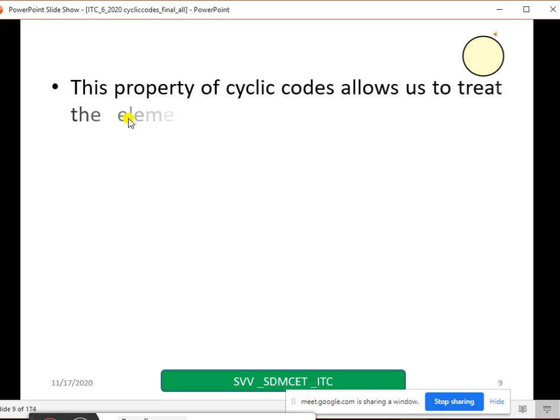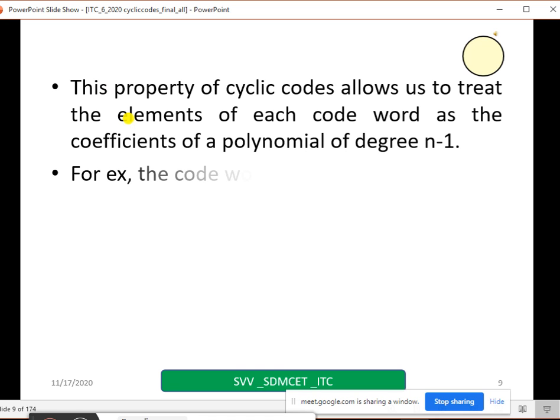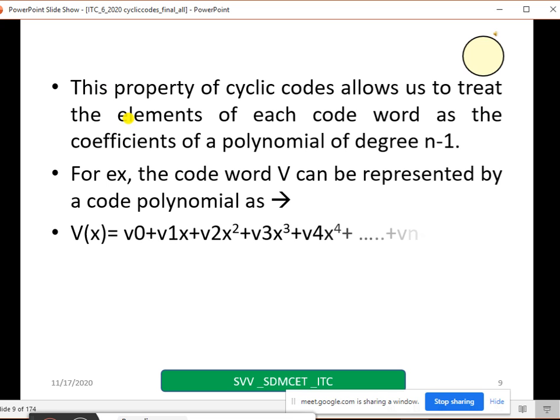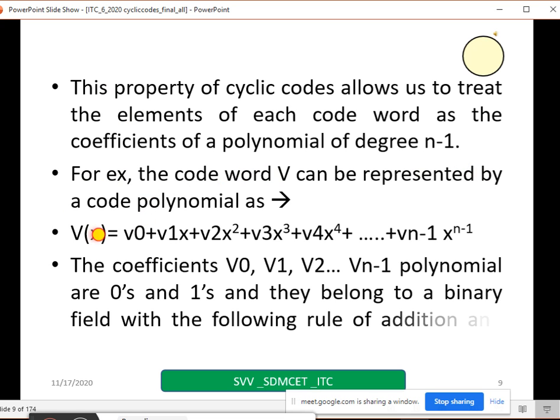This property of cyclic codes allows us to treat the elements of each code word as the coefficients of a polynomial of degree n minus 1. For example, the code word v can be represented by a code polynomial v(x) equal to v0 plus v1x plus v2x squared up to vn minus 1 x raised to n minus 1.